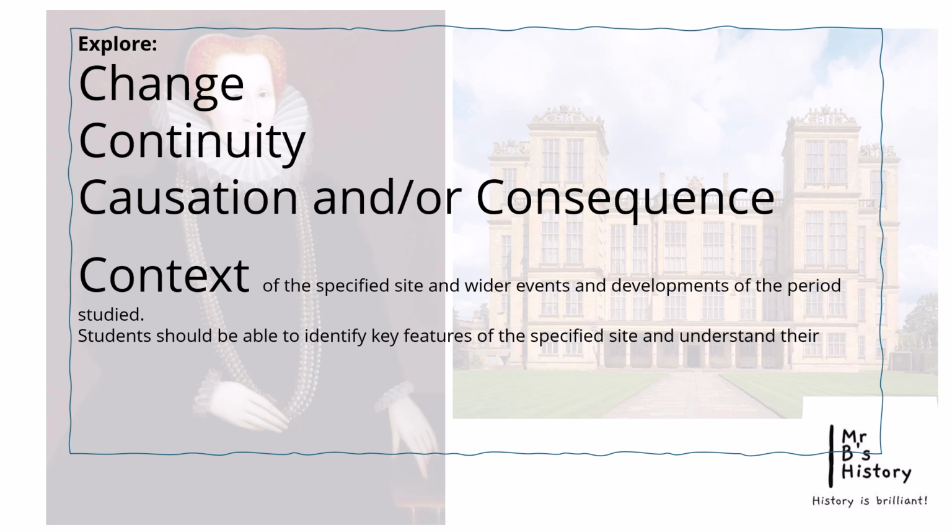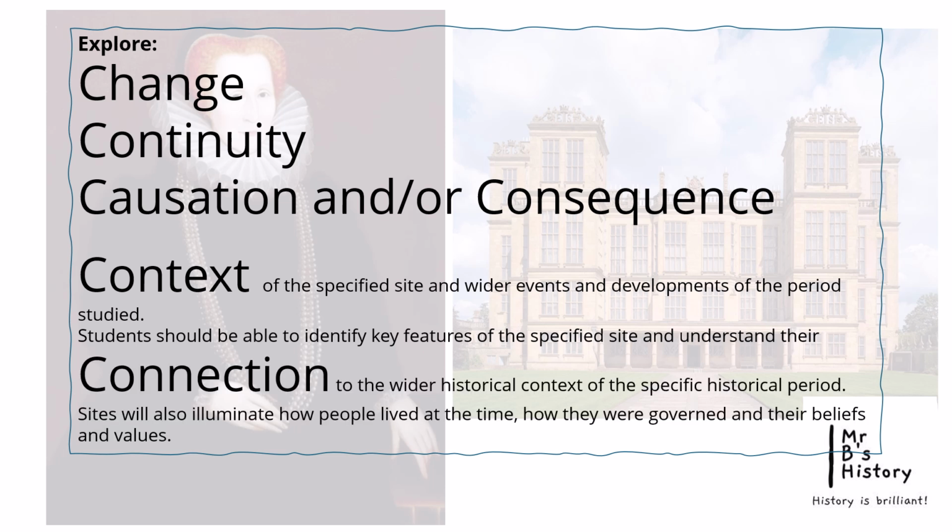You need to know key features of the site. So if I said the word loggia to you, you know what it means, people. If you don't, read that booklet. And then how does it connect to other things going on at the time? How does it illustrate, how is it an example of all the things that were going on about how people lived at the time, how were they governed, what their beliefs and what their values were?